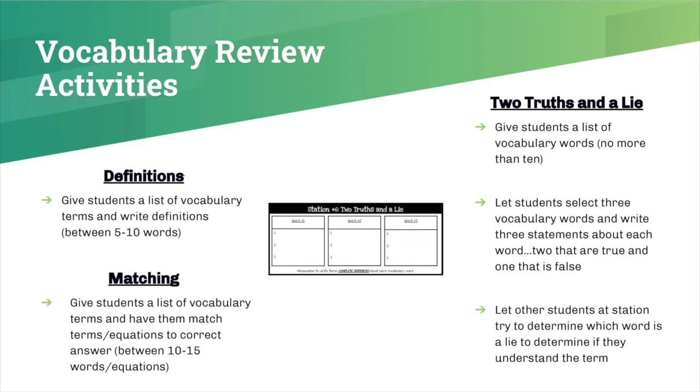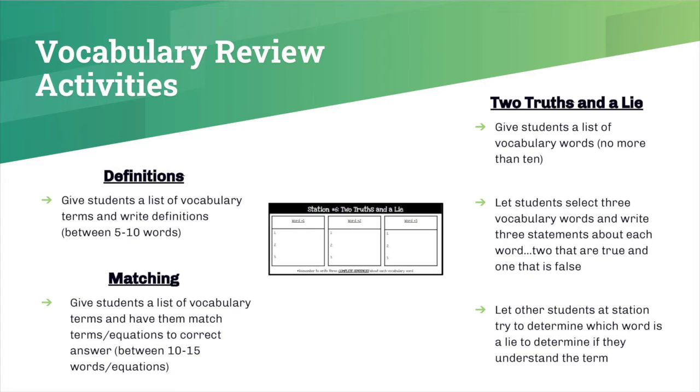Matching is where you just give students a list of vocabulary terms and have them match the terms. You can also use this with math and equations, so you can have the correct answers and then the equations that go with those answers. And again, no more than 10 to 15 words or equations. Of course, if you're doing this for math, you would have less equations than 10 to 15, but vocabulary you can use a little bit more on the matching.